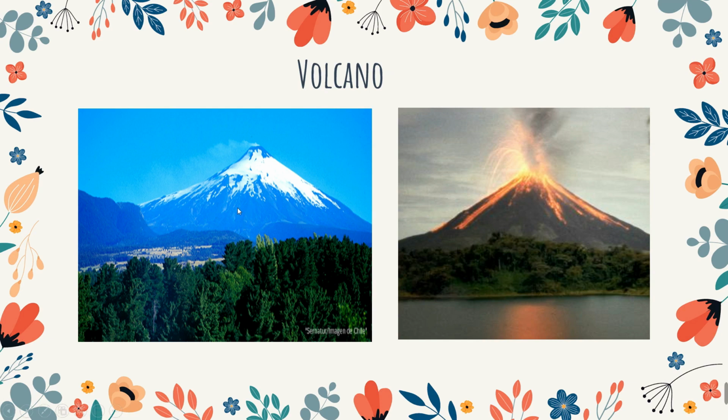Here we have a volcano, which we have here smoke coming out of it. It can erupt. Puede haber una erupción en este caso. And here we have a volcano erupting. And here we have lava coming out of the volcano.